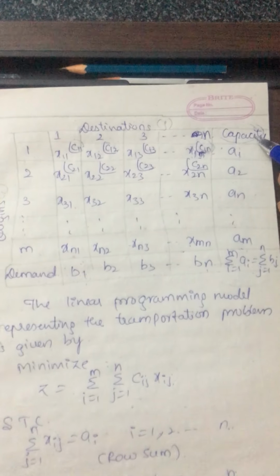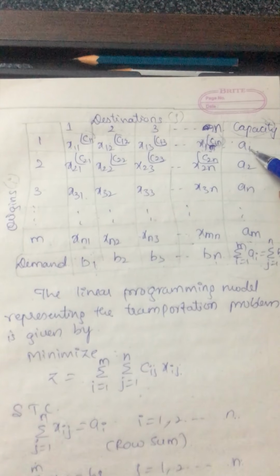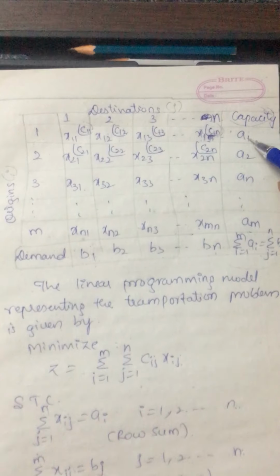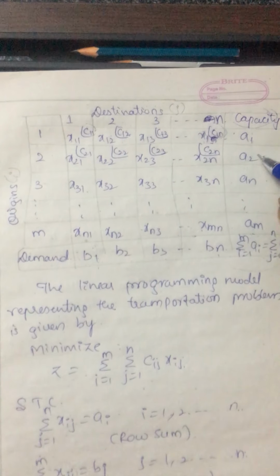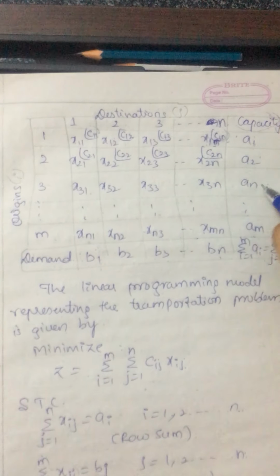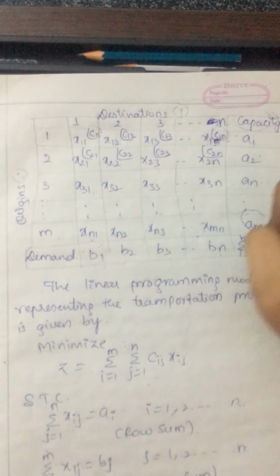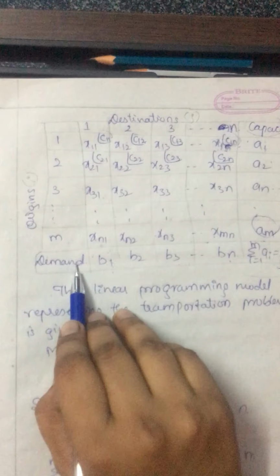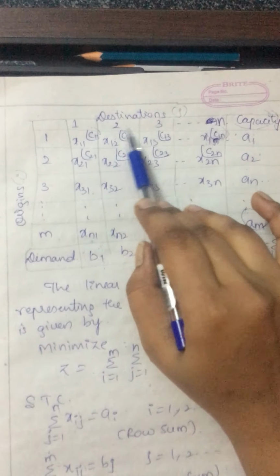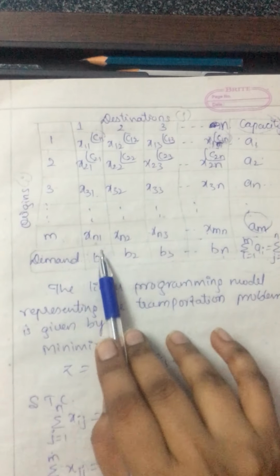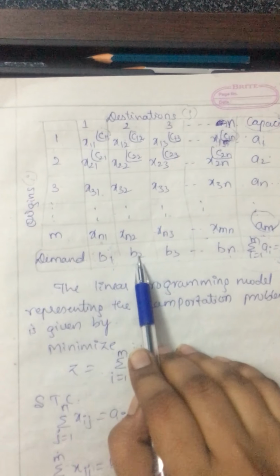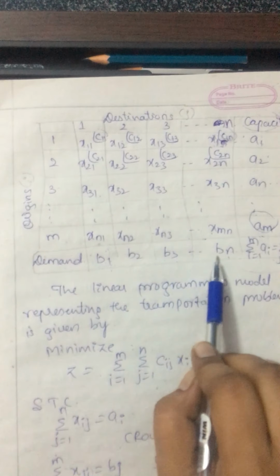Coming to the capacity, for the first origin we give supply a1, for the second a2, and so on up to am for the mth origin. Next, coming to the demand: demand is how much is demanded by the destination. That is b1 for the first column, b2 for the second column, b3 for the third, and so on up to bn.